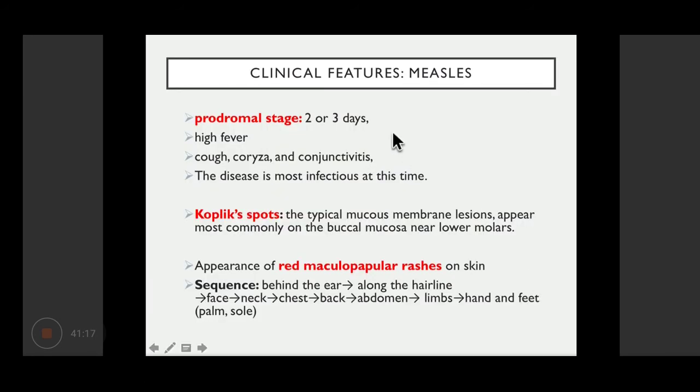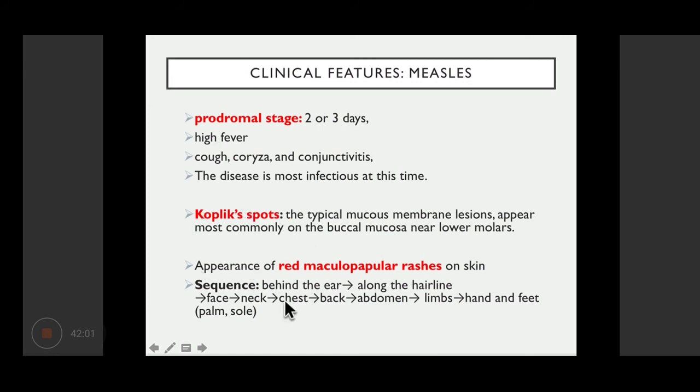Initially there is a prodromal stage in which the person feels general tiredness and malaise that lasts for around 2 or 3 days, followed by high fever, cough, coryza, and conjunctivitis. During this time, when the person is having cough, the disease is most infectious. Exanthematous lesions include Koplik spots, which are not present on the skin but on the oral mucous membrane, typically on the buccal mucosa, that means the mucosa of the cheek near the lower molars. These are known as Koplik spots, typically seen in measles.